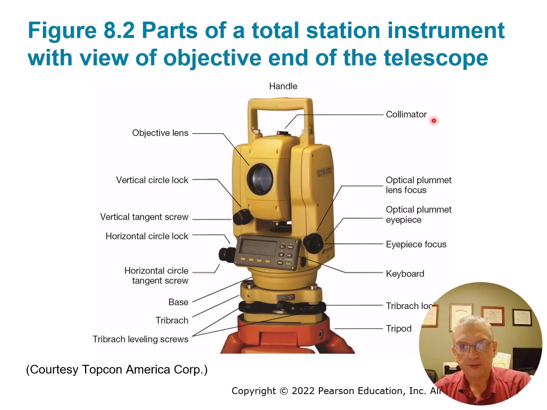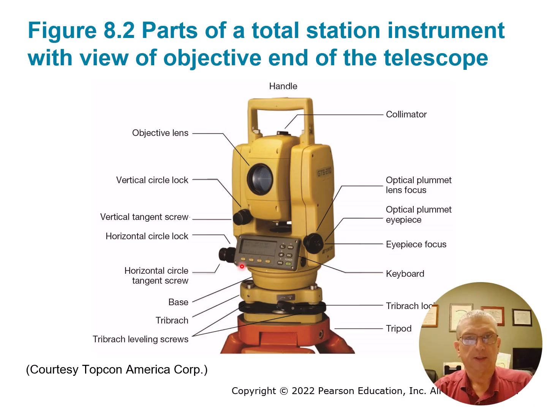You've got the handle, this is the collimator or the rifle sight, the object lens, and then this is a vertical lock and vertical tangent screw, horizontal lock, horizontal tangent screw. So the lock, when you're observing a point, you're turning a horizontal and a vertical or zenith angle. And we mean zenith angle, but vertical as opposed to horizontal are the more common terms.